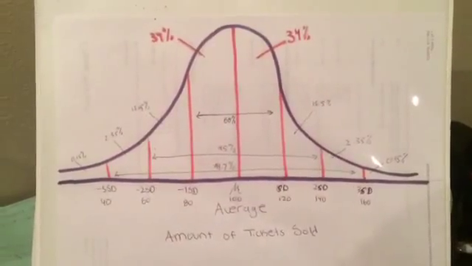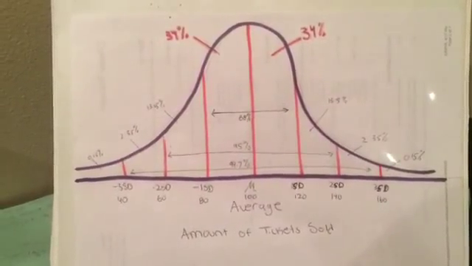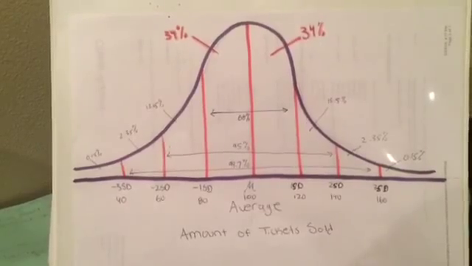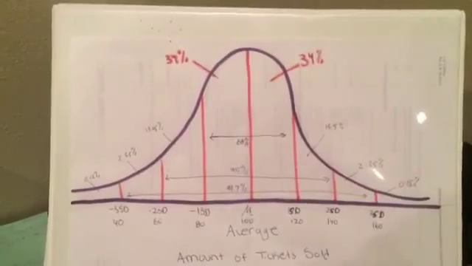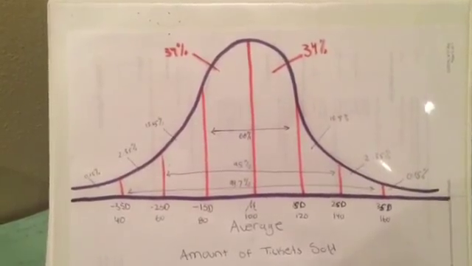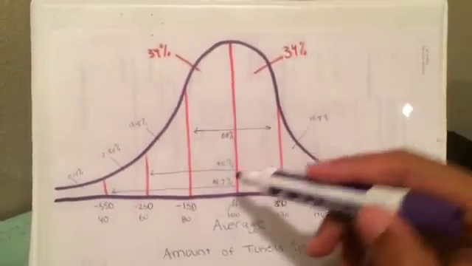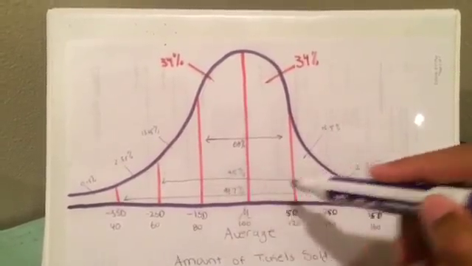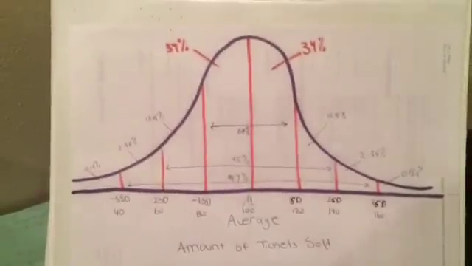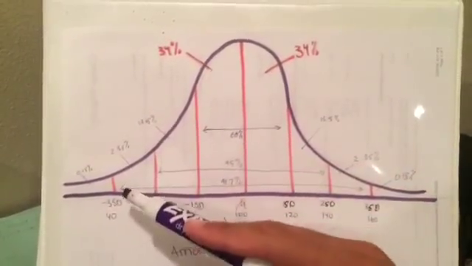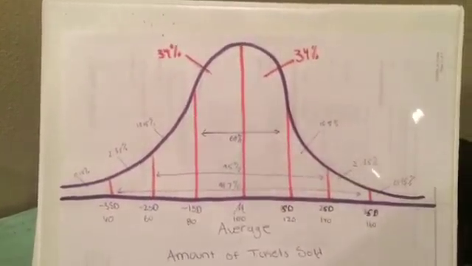Okay, so for a normal distribution, 68% of observations should fall within 1 standard deviation, so it's going to be within here or here. 95% of observations should fall within 2 standard deviations, so it's going to be 2 to the left or 2 to the right. And 99.7% should fall within 3 standard deviations, so it's going to be either 1, 2, or 3 to the left, or 1, 2, 3 to the right.